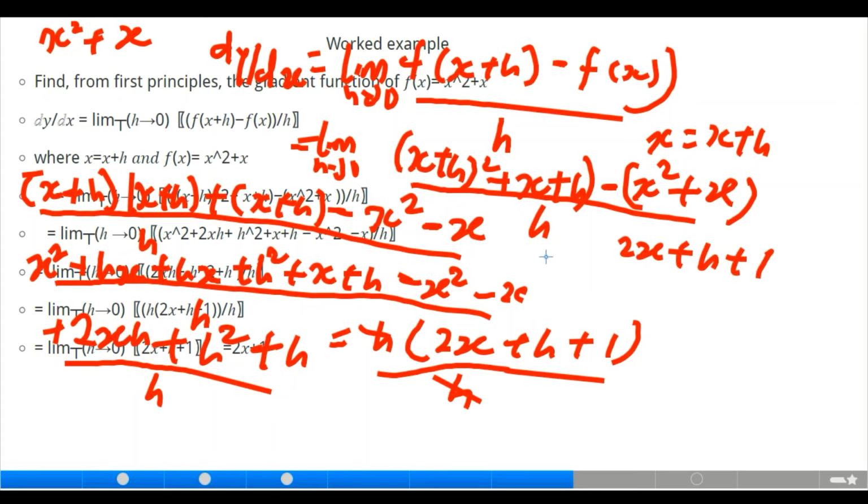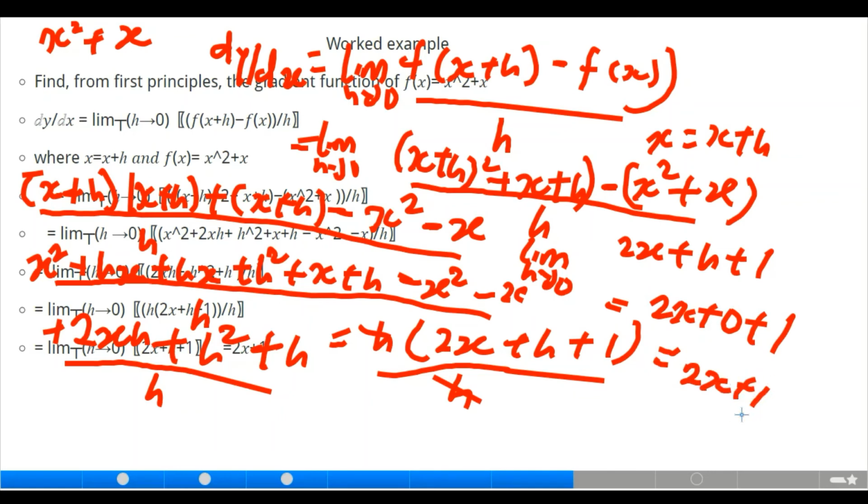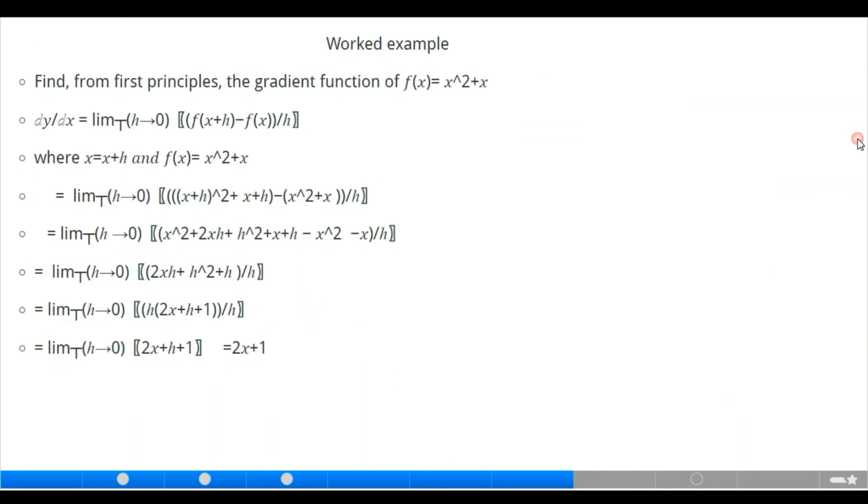Remember, we are having a lim function as h tends to 0. So that implies that wherever you see h, you are replacing it with 0. So we can now have it to be 2x plus 0 plus 1. So we have 2x plus 1, and that is the gradient of that function, f of x, x squared plus x. So that is the gradient of the function.